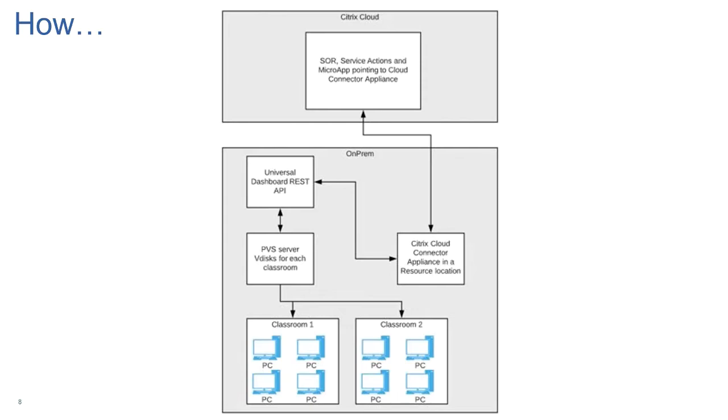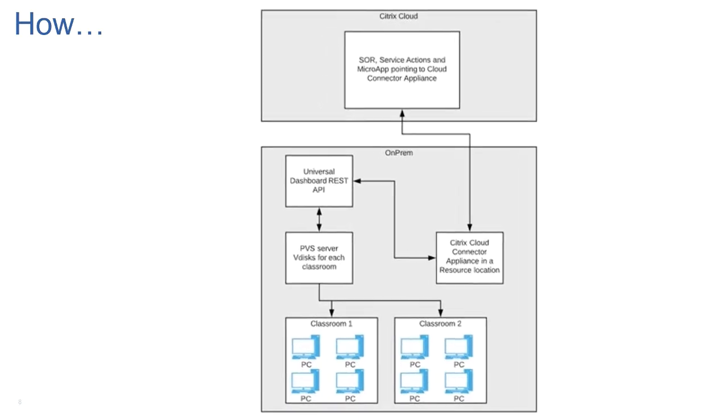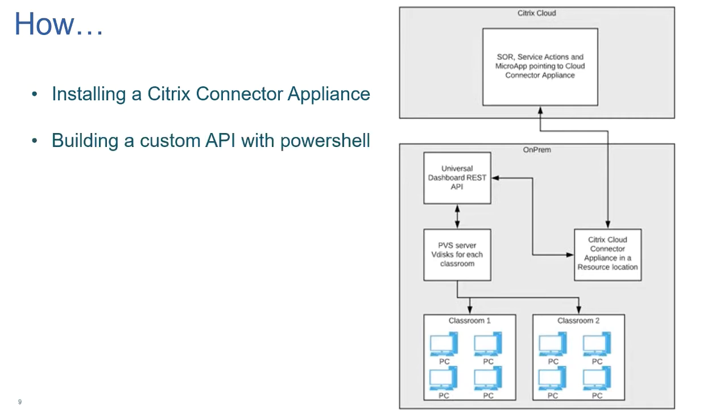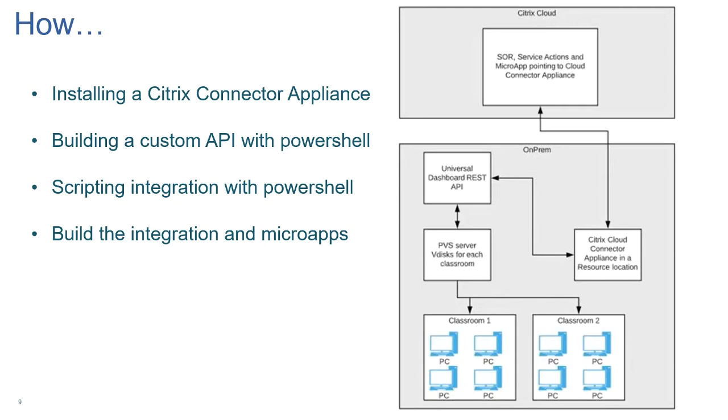So in order to make this work, we have some tasks to do. First of all, we need to install a Conecto appliance. We need to install Universal Dashboard and make scripts to talk to PVS. And finally, of course, we need to build out the integration and the microapps.